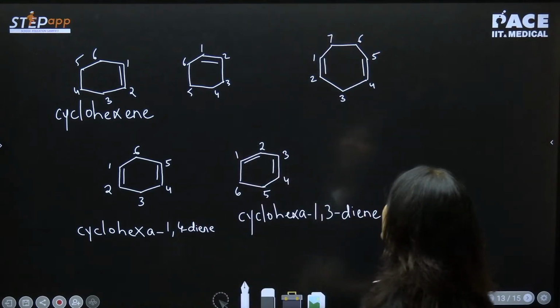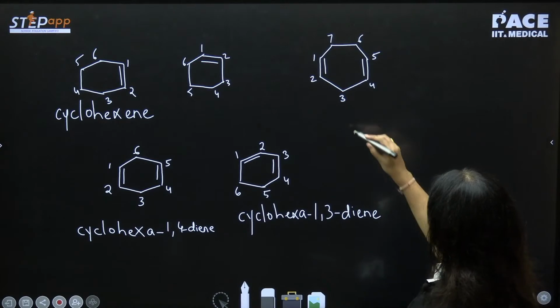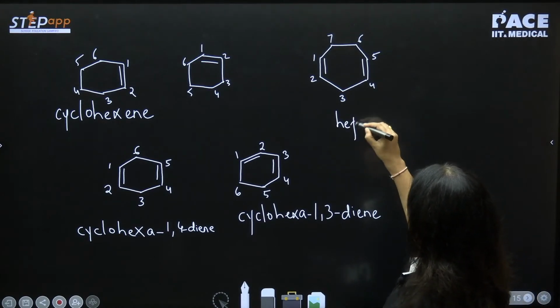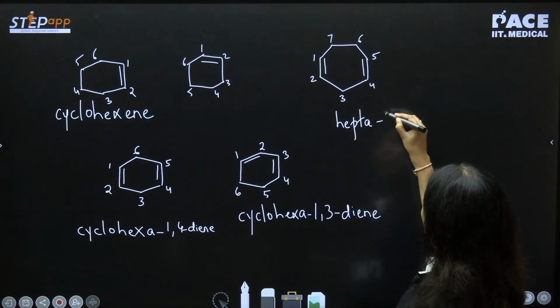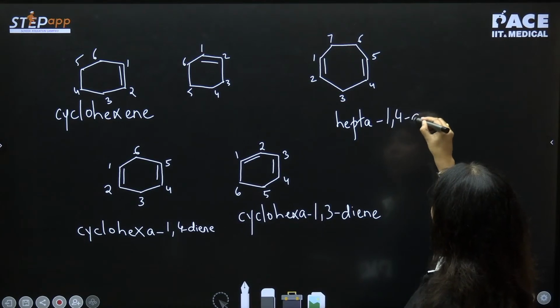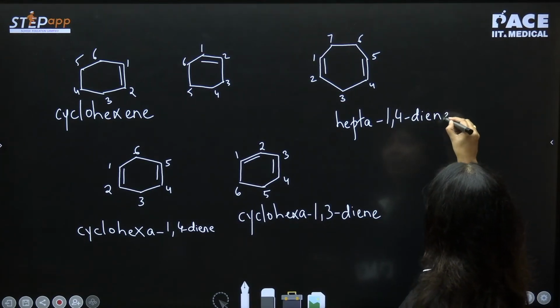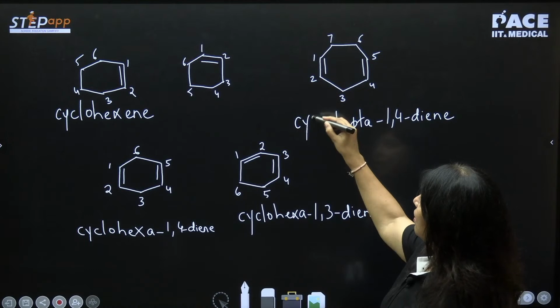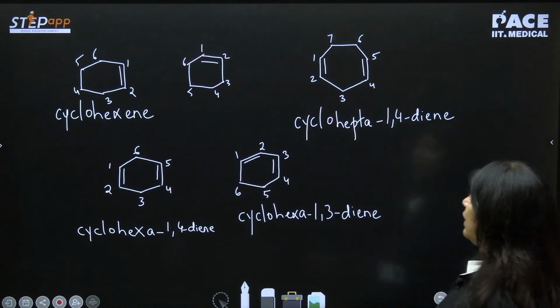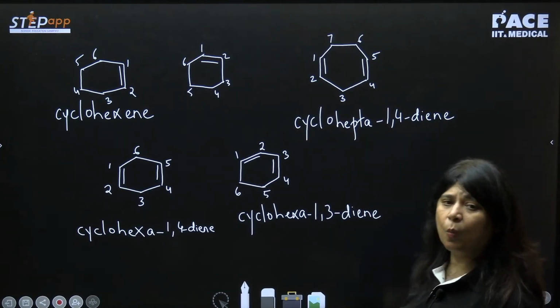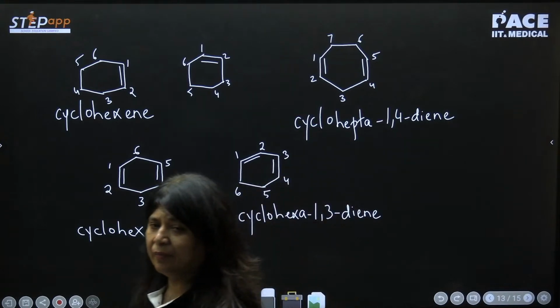In all, there are 7 carbon atoms. So root word is going to be hept, hepta, 1, 4, diene. Since it is cyclic, I'm going to use the prefix cyclo. Cycloheptadiene, cyclohepta 1, 4, diene.